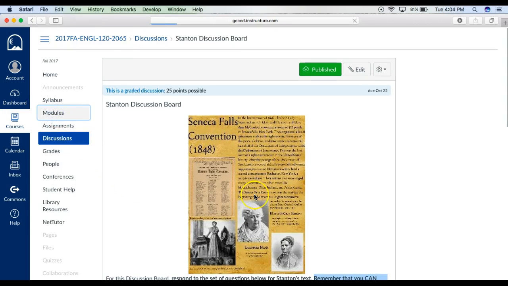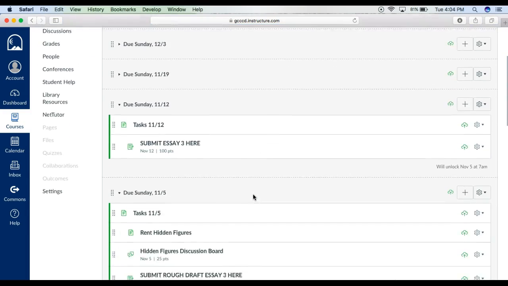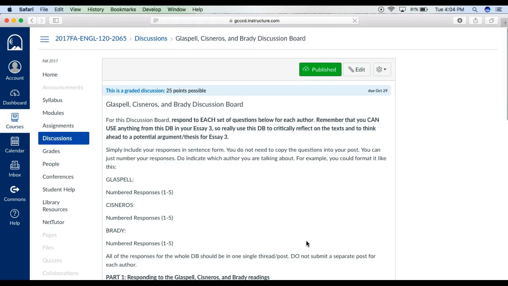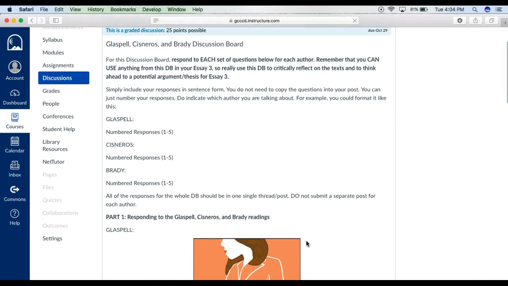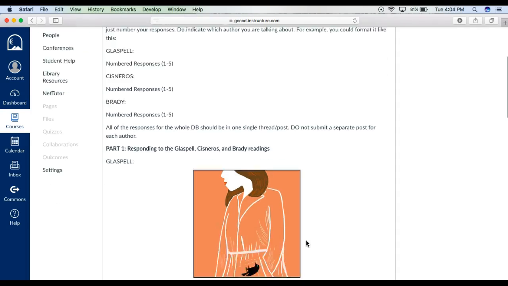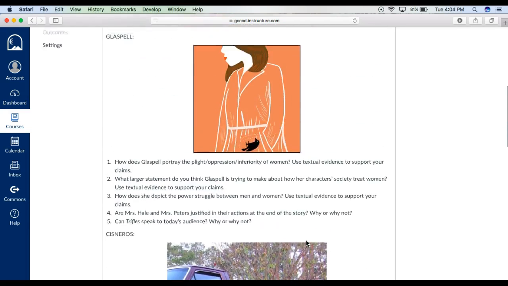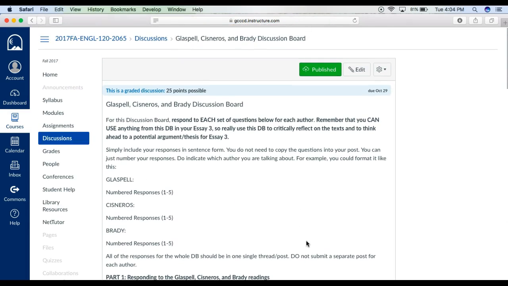So I want to show you the Glaspell, Cisneros, Brady discussion board. It's right here in the 1029 folder. Fair warning about this one, it is rather long because there are 3 texts that you need to read. There's 5 questions for each of the 3 texts. Okay, so you do have a week to do it, but be sure that you read early, take notes, so that you can answer the questions in a timely manner.